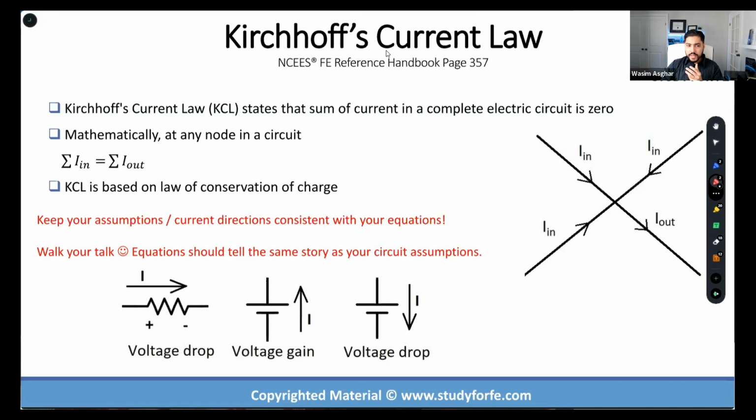What it is saying is that the sum of current is always equal to 0, okay, at a given node. So the other way to look at it is that the total current that is entering a node must be equal to the total current that is leaving the node, okay?